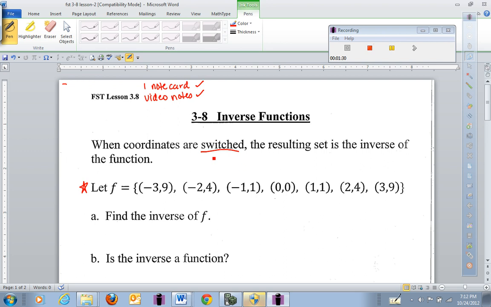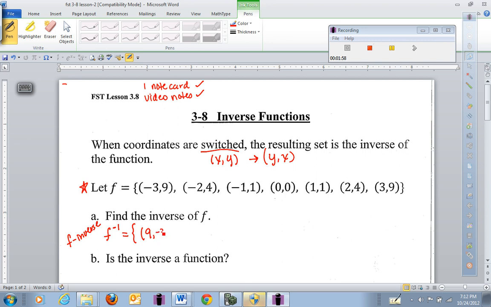because when the coordinates are switched around, the result is the inverse of the function. So all the ordered pairs (x, y) are going to become (y, x). That's how we're going to form the inverse. The inverse is a special symbol. It looks like f to the negative 1 power, or the negative first power, but it stands for f inverse.